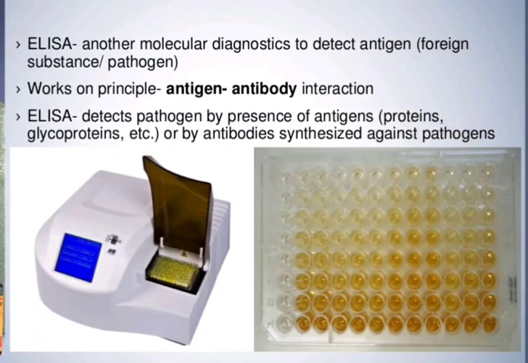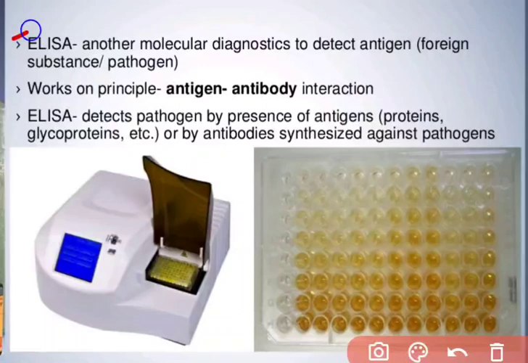Next one we are coming to ELISA. So what is the ELISA technique? It is another molecular diagnostic method to detect an antigen, foreign substance or pathogen. It works on the principle of antigen-antibody interaction, that is, in the presence of antigen we provide the antibody. If they combine together, we can find out that the antigen is present there. So ELISA detects the pathogen by the presence of antigen, protein, glycoprotein, etc., or by antibodies synthesized against the pathogen. So this is the ELISA technique by antigen-antibody application.